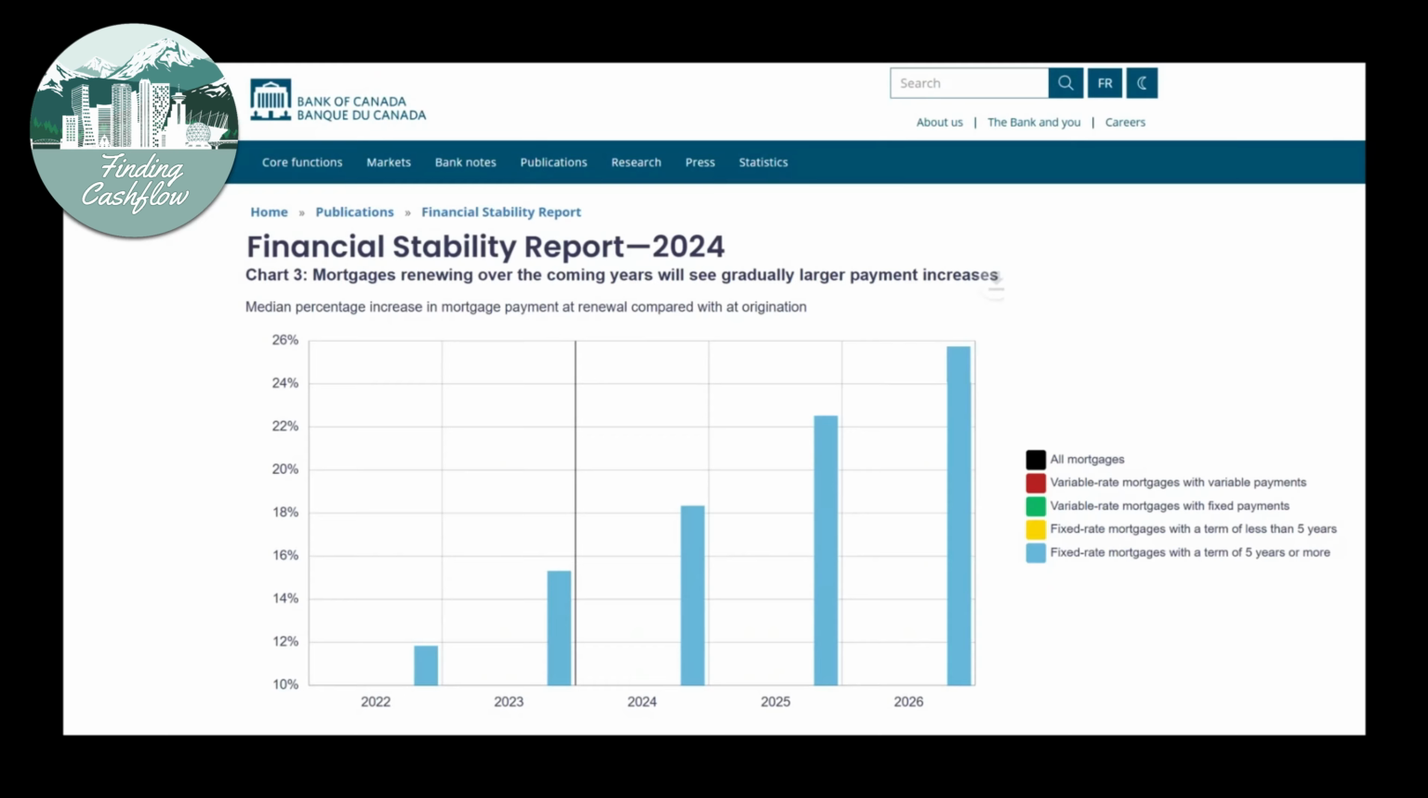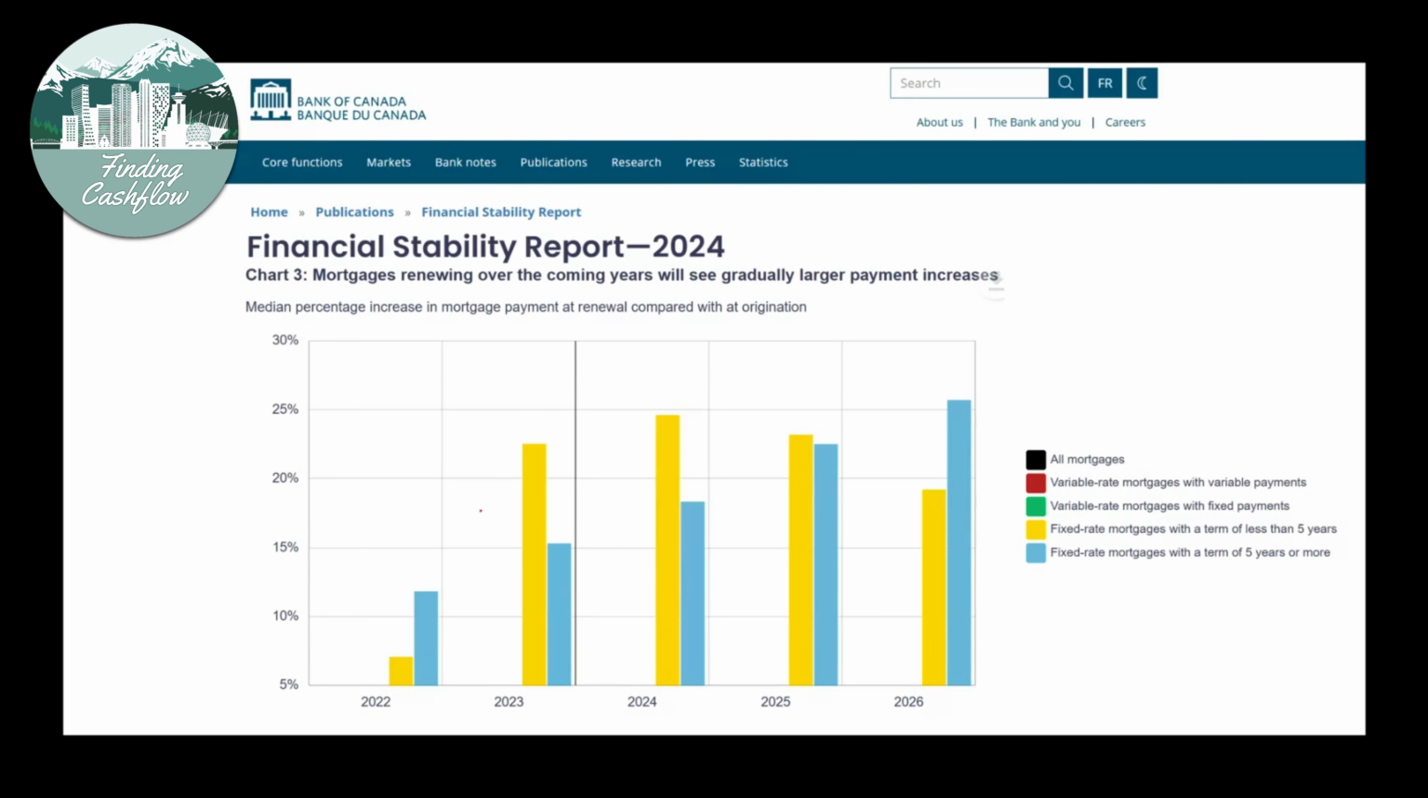To start, let us first look at the predictions set out by the Bank of Canada in this 2024 Financial Stability Report. In this report, the Bank of Canada predicted the percentage increase for various mortgage types throughout a number of different years. Here is the percentage increase for the 5-year fixed-rate mortgages. These are the most popular mortgages here in Canada. And the Bank of Canada has predicted that the largest increase upon renewal for these mortgages will occur next year in 2026. This is because the 5-year fixed-rate mortgages that renew next year in 2026 are renewing from the all-time low interest rates of 2021.